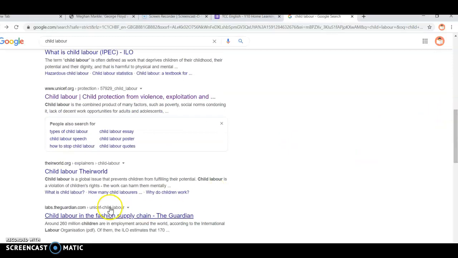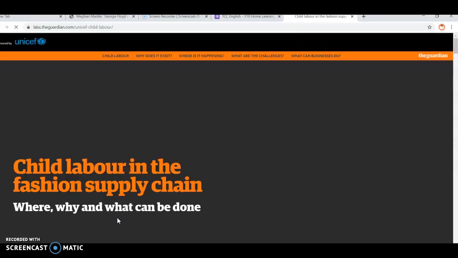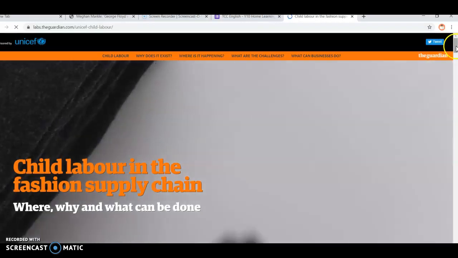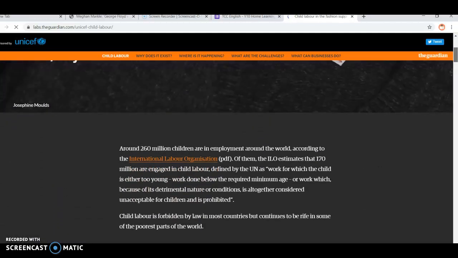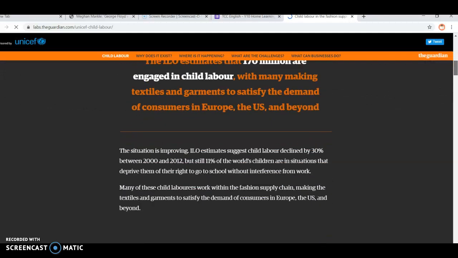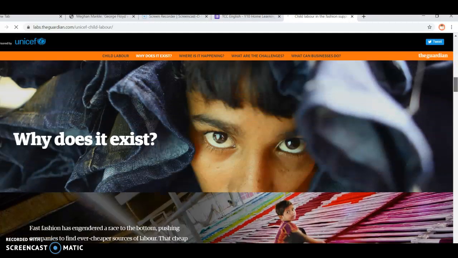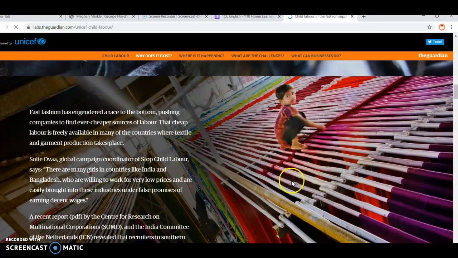And then obviously I can go back to Google, I can come off that site, I can look at another one. This looks like a really interesting article, child labour in the fashion supply chain. Lots of us buy clothes, don't we, that are made potentially by children. Children who might be working in horrifying conditions so that we can buy cheap clothes. And I've got some images and all sorts here.